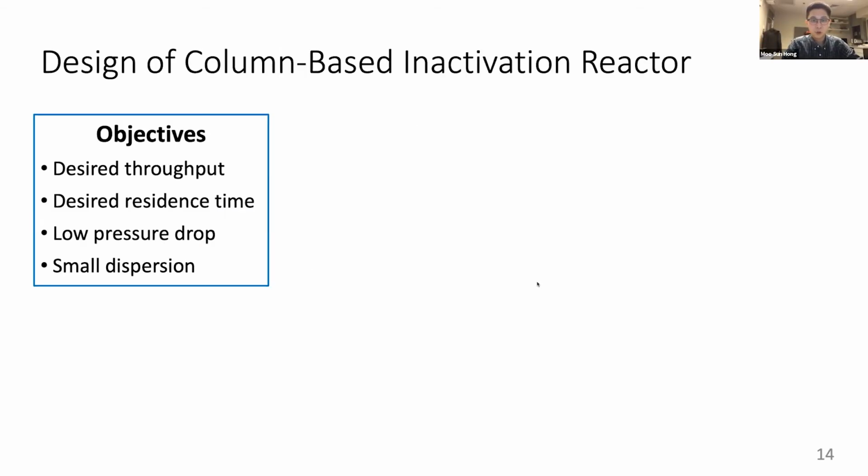So now let's move on to the low pH hold part. The column-based inactivation reactors have to be designed to simultaneously balance the competing objectives of what you see here: the design throughput, residence time, low pressure drop, and small dispersion. This is all required to actually have the very specific residence time that we want in the system operation.